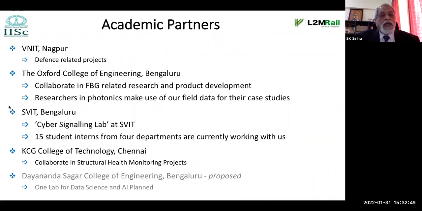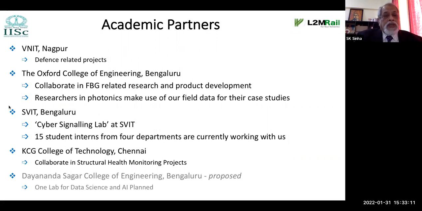They have given us two large rooms in their college, where we have set up this cyber signaling lab. We have a lot of our scientific staff working in that college. And we have also taken student interns. This is the second year we have taken. First year we took 11. This year we have taken 15.